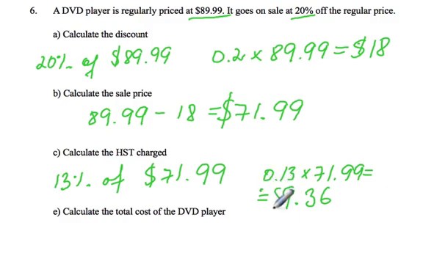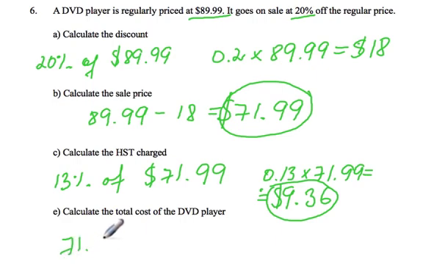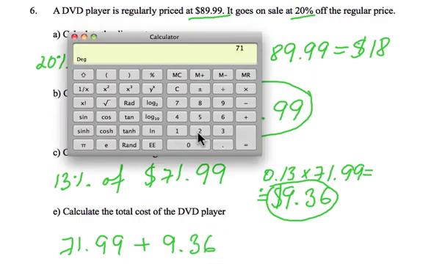$9.36. Calculate the total cost of the DVD player means that we are going to take the sale price, so once the discount has been applied, and we are going to add the tax to that. So $71.99 plus 9.36 equals 81.35.